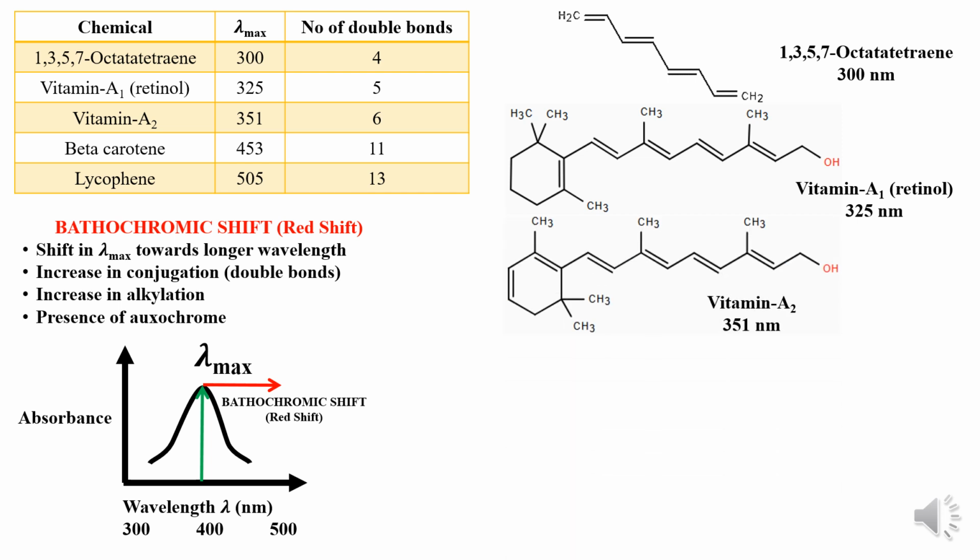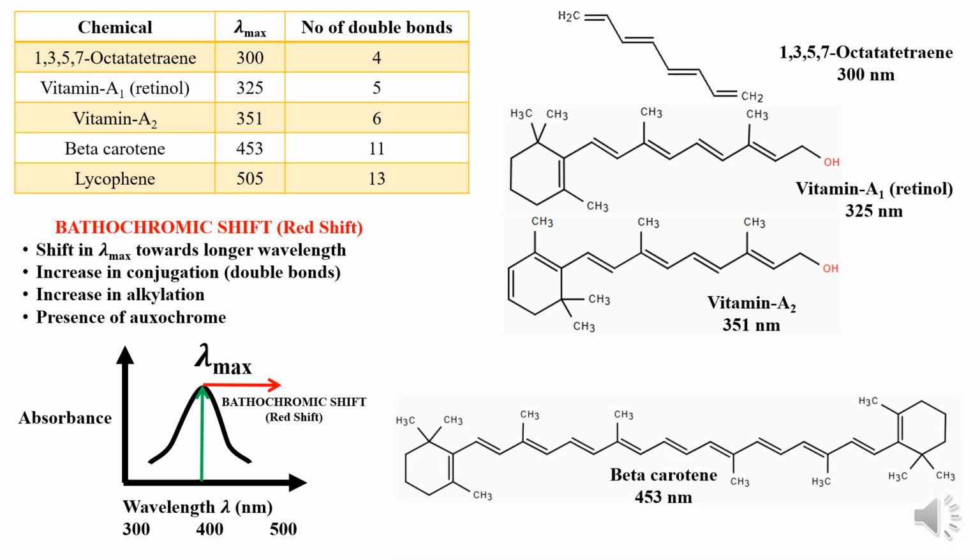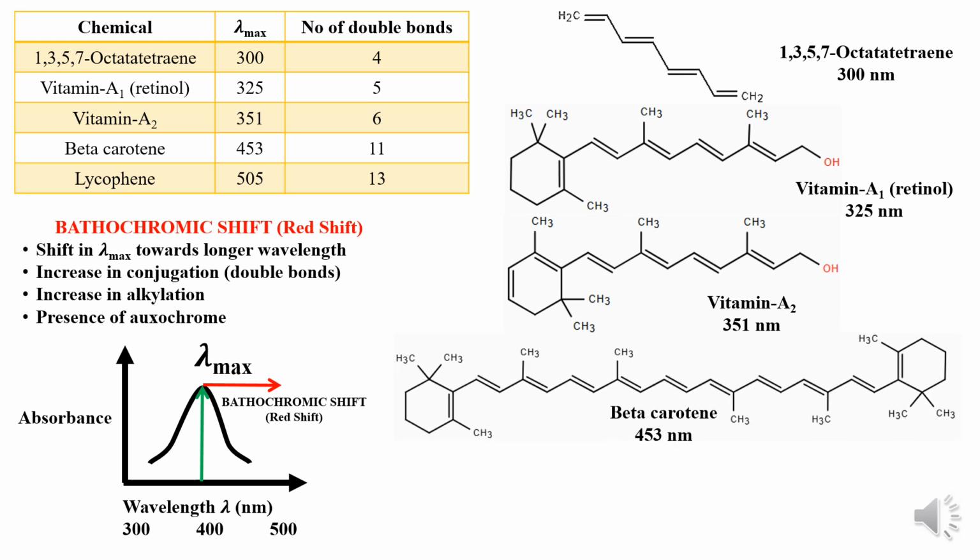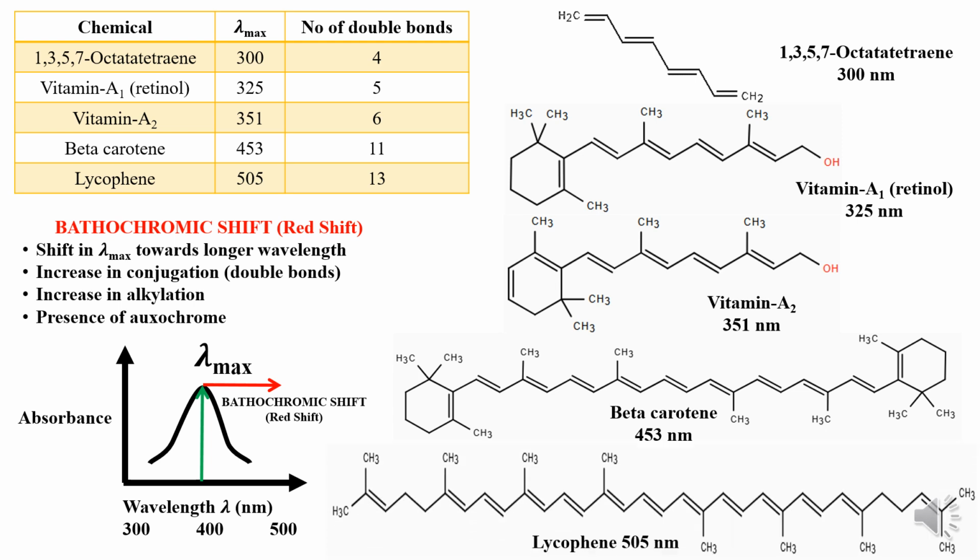And in case of vitamin A2, it has a maximum absorbance at wavelength of 351 nanometers with a total of 6 double bonds. And in case of beta carotene, it has a maximum absorbance at a wavelength of 453 nanometers with a total of 11 double bonds. While in case of lycopene, its lambda max value is 505 nanometers with a total of 13 double bonds.